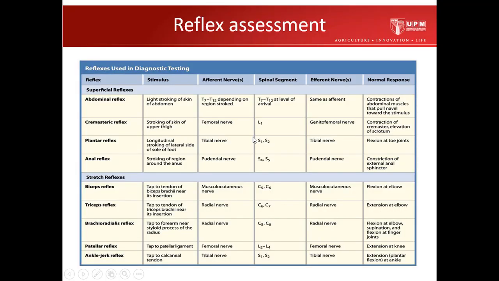There are many other types of reflex assessments. Basically, we have talked about the stretch reflex. What I want you to do after watching this video is to read on the other types of reflex assessments that are listed in these slides.